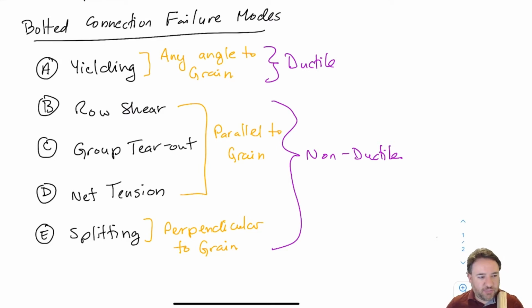Then we have three parallel to grain failure modes, which we're going to talk about in detail. And if you have done the steel design course, then you will be aware already of row shear and group tear out. We've already covered net tension failure when we covered tension strength of members. So that is basically the same thing as it was before. Row shear is pulling out a plug. So basically I push a plug of wood out the top. Group tear out is I take a whole chunk out of the piece of wood, and net tension is basically I fail across the full cross section of the piece of wood.